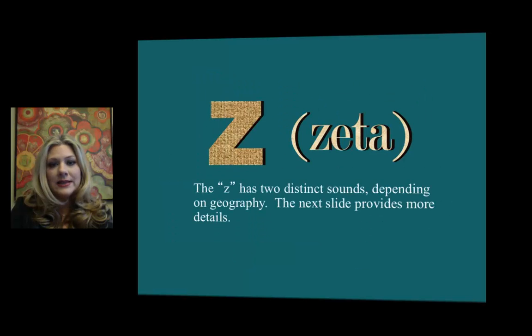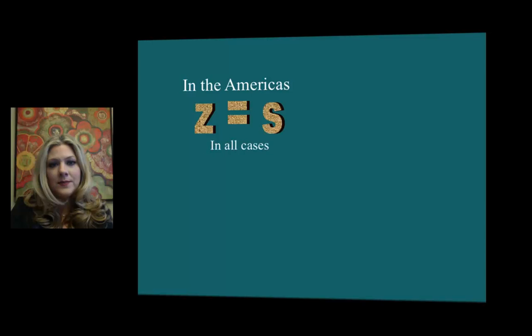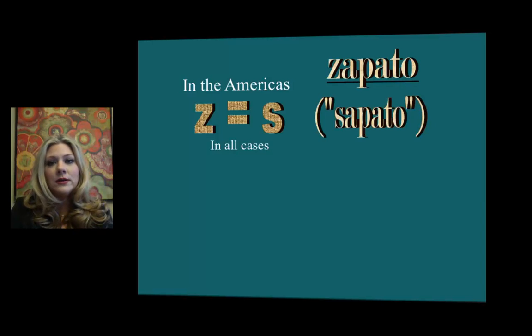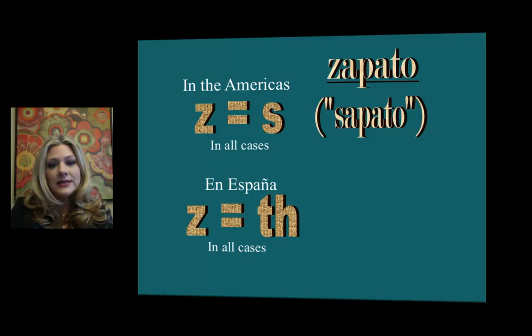And then Z tiene dos sonidos también. In Las Americas, so in Mexico, Central America, and South America, it's pronounced like an S. Not a Z, not like a buzzy sound. It's just an "s" sound. Zapato. Pero en España, it's a "th" sound always. So they would say zapato.